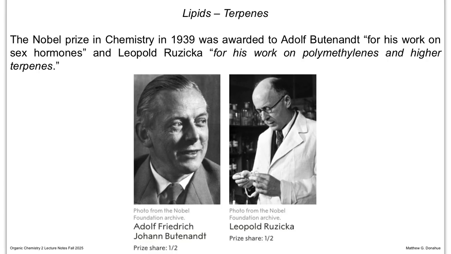So again, a lot of this stuff is happening concurrently all over the earth. People at different universities investigating different things. And another area associated with these molecules was recognized by the Nobel Prizes. So there was a shared one in 1939 by Butenandt and Ruzicka for molecules related to hormones, and then it says polymethylenes and higher terpenes. So what exactly is a terpene and how are they related to hormones?